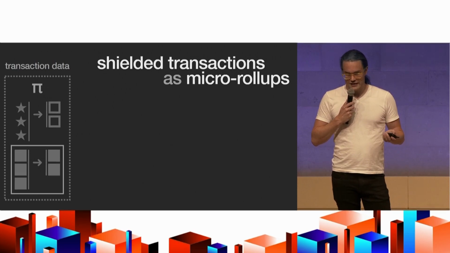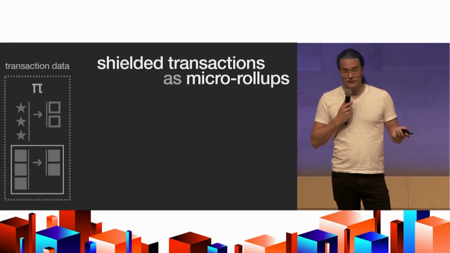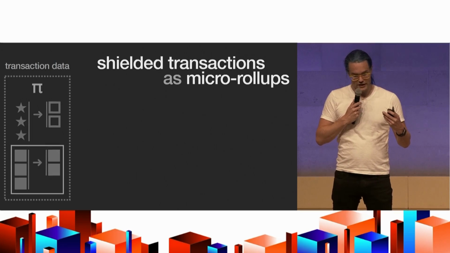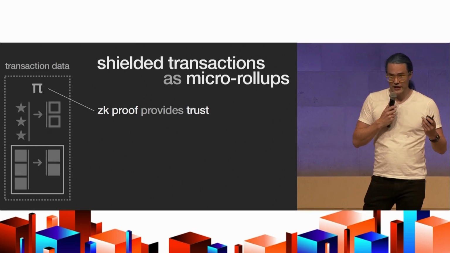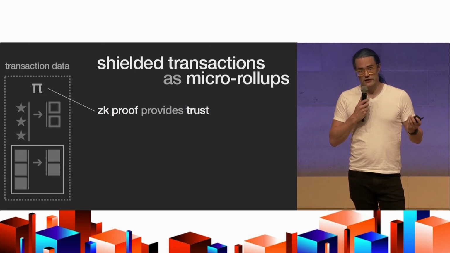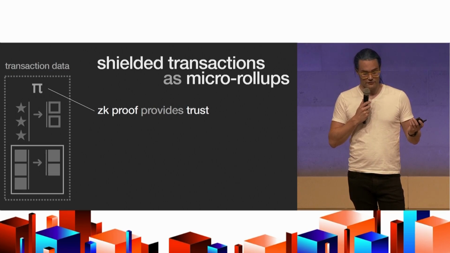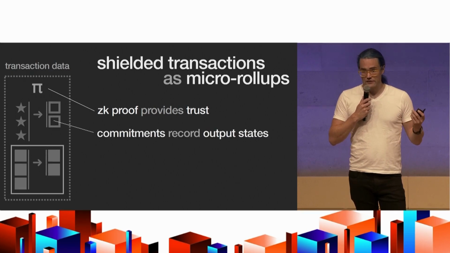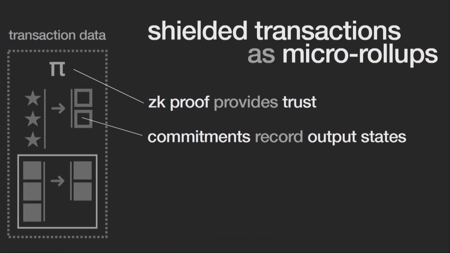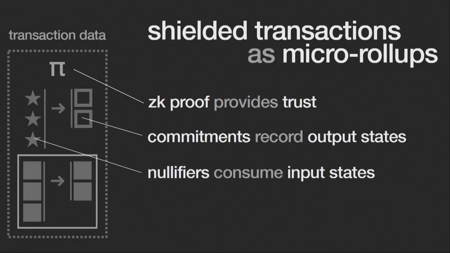So what do I mean exactly when I say that a shielded transaction is a kind of micro rollup? Let's look at some transaction on a shielded chain in general. What are the pieces of this? We have some kind of ZK proof that's going to provide trust that everything that the transaction is doing was done correctly. We're going to have some commitments to new output states that this transaction has created. And then we're also going to reveal some nullifiers that consume the input states.